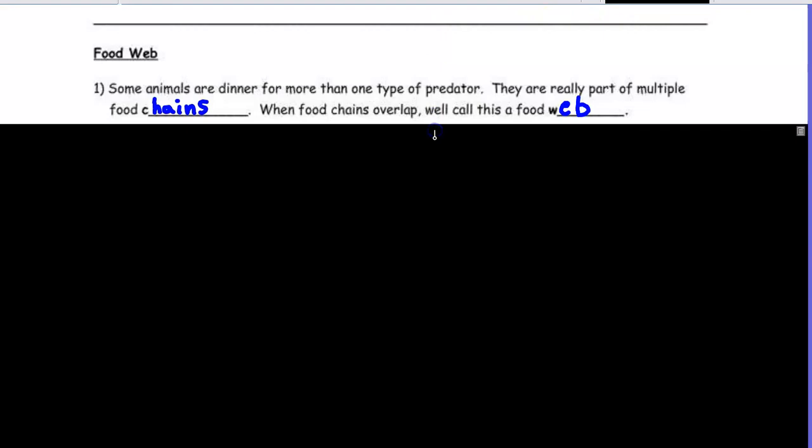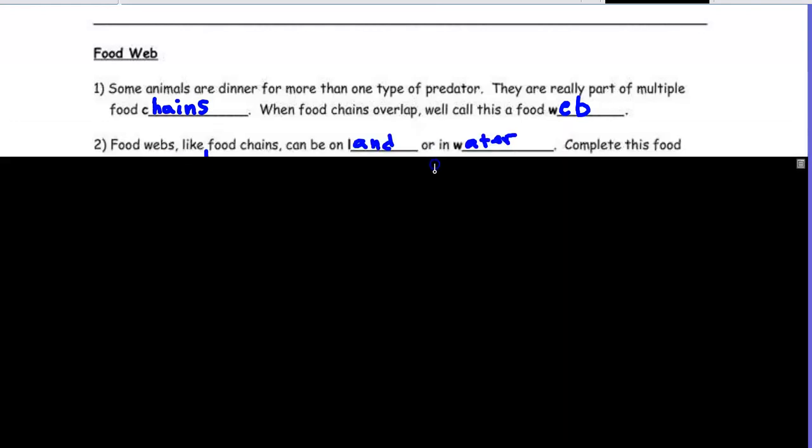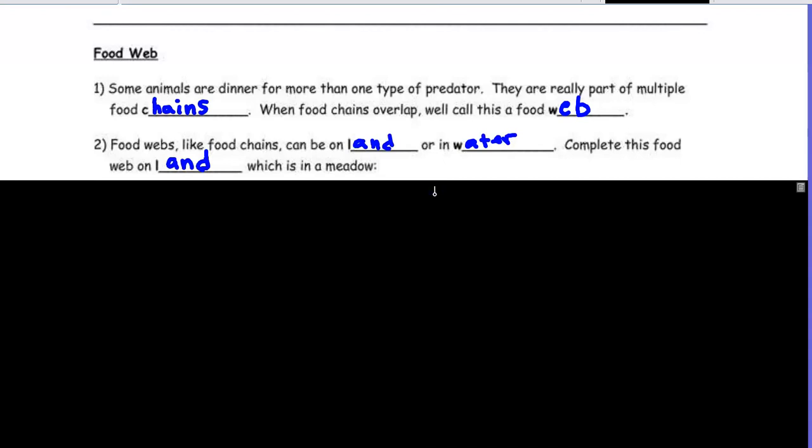Food webs. 1. Some animals are dinner for more than one type of predator. We discussed predator and prey last time. They're really a part of multiple food chains. When food chains overlap, we call this a food web. 2. Food webs, like food chains, can be on land or in water.